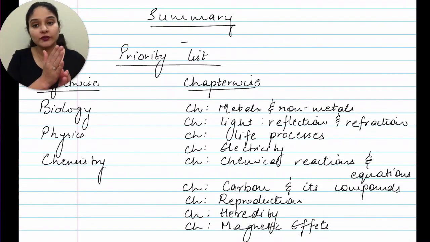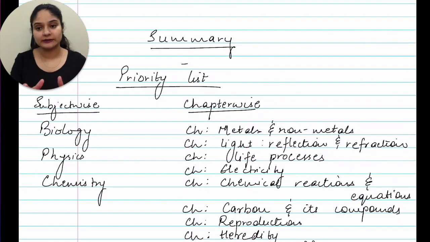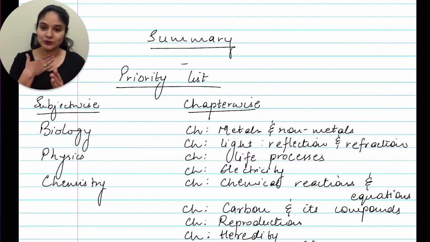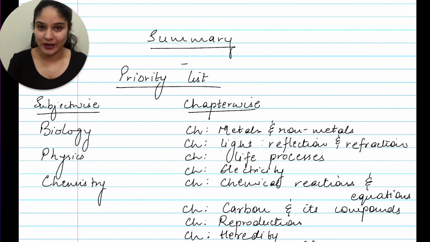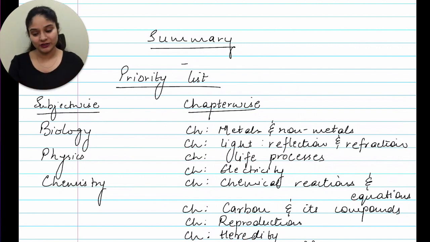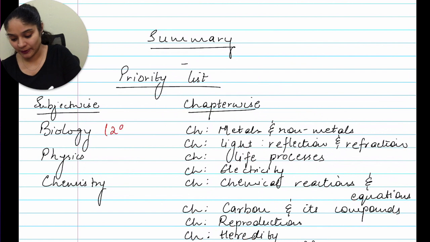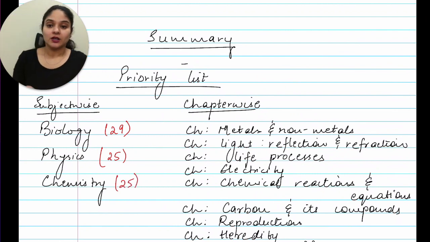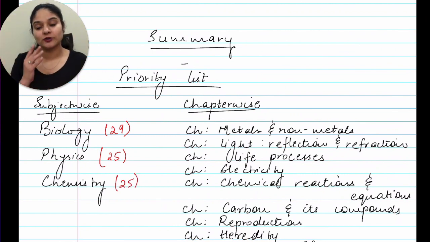Now, a lot of students like to prioritize subject wise. They tell me, ma'am, we are very good in biology, so we'll cover bio first, or we'll cover chemistry first. If you are prioritizing subject wise, then you should do biology first, because the total is about 29 marks from that. For physics and chemistry, you have about 25 and 25 approximately. So, if you're going subject wise, prioritize your bio, go ahead with physics and then chemistry.